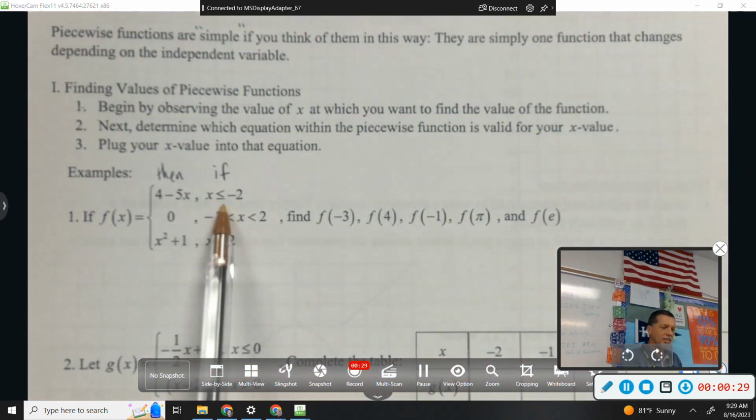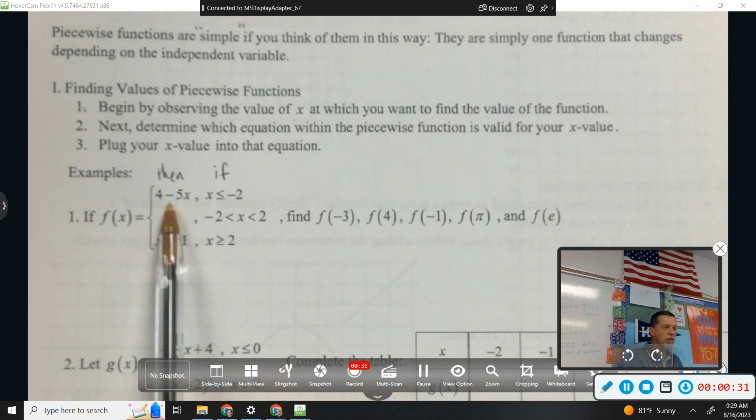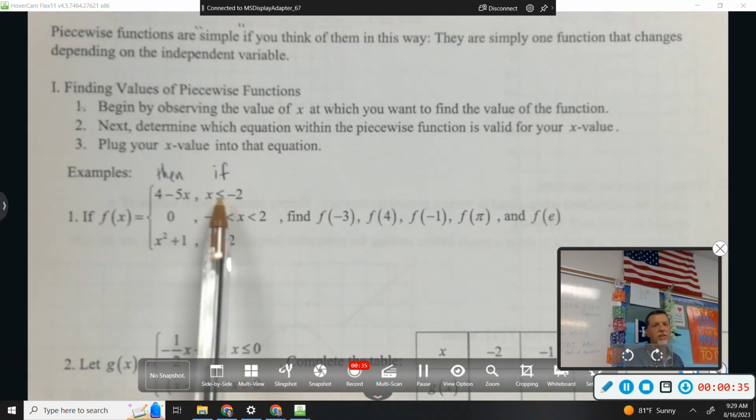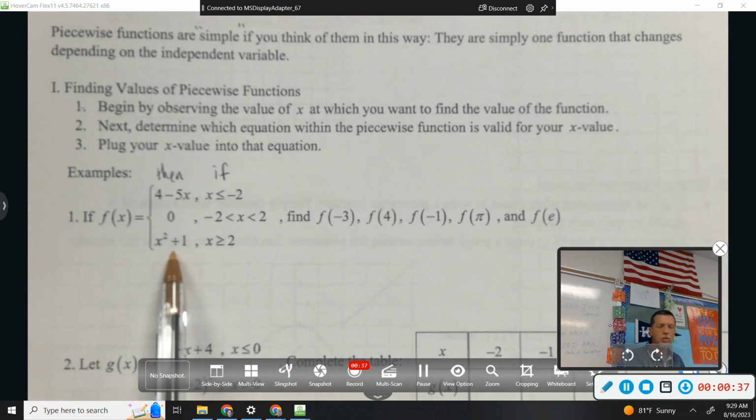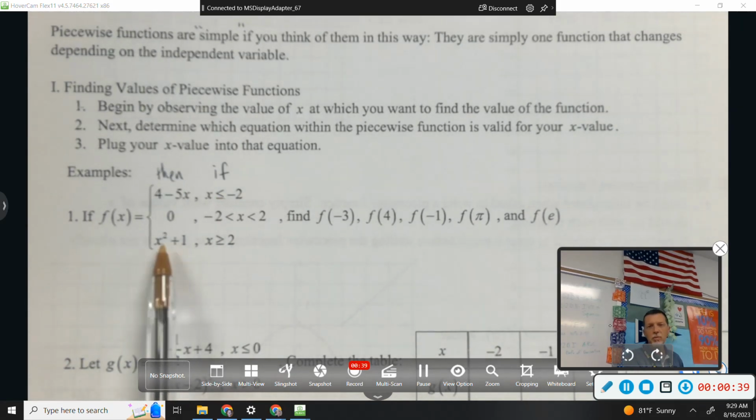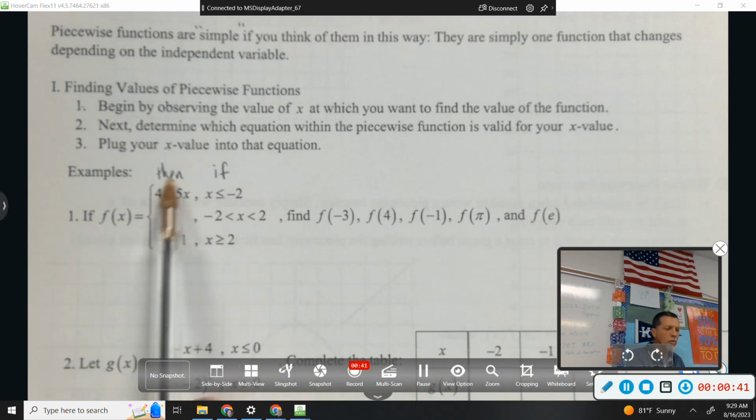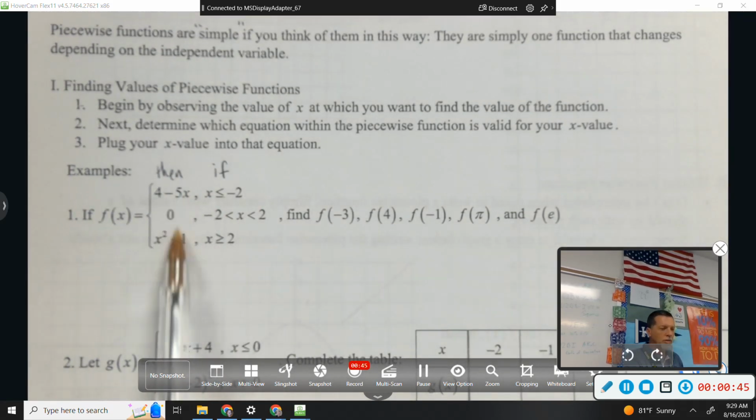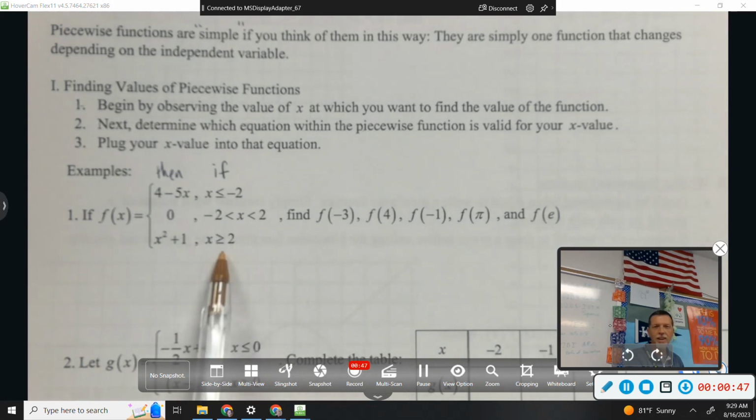So if x is less than -2, then you use this function. If x is between -2 and 2, use this function. If x is greater than 2, use this function. The problem comes when students try to do this part first and then use the if part. Like, no, you only use one of these pieces based on what the x is.